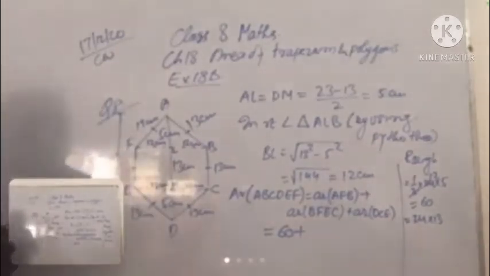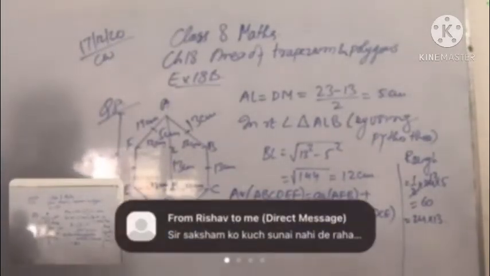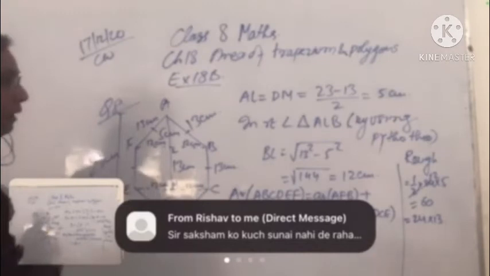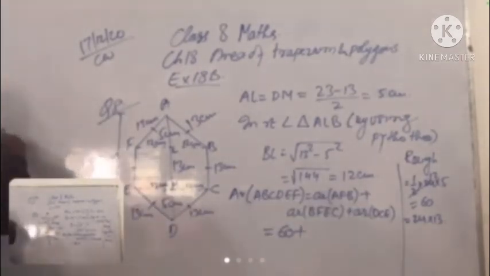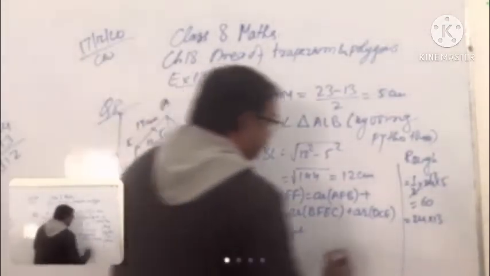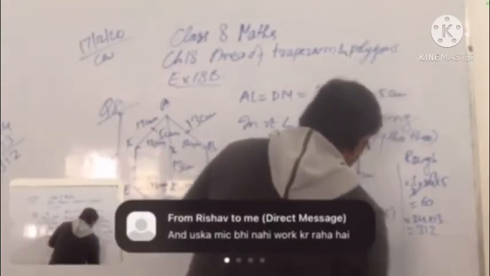So for rectangle, length into breadth. So 24 times 13. I don't know, you can calculate. 13 fours are 52, 13 twos are 26, 312 is the right answer? Okay. So it will be 312.